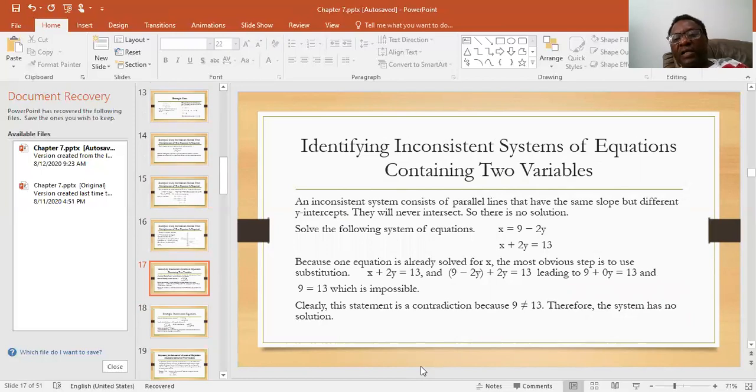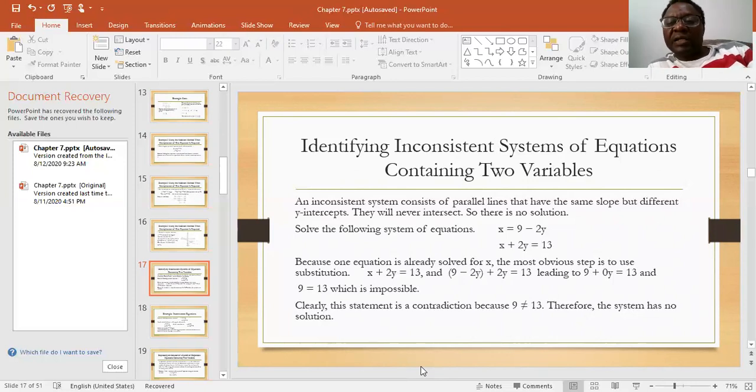How do we identify an inconsistent system? To identify an inconsistent system, we can write both equations in the same form. If we write the equations as the standard equation of a line, y equals, we may see that they are exactly the same equation. Or we may decide to solve for one variable, and using any of the methods we have will lead us to an inconsistency.